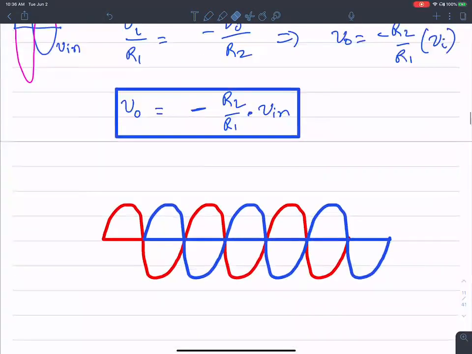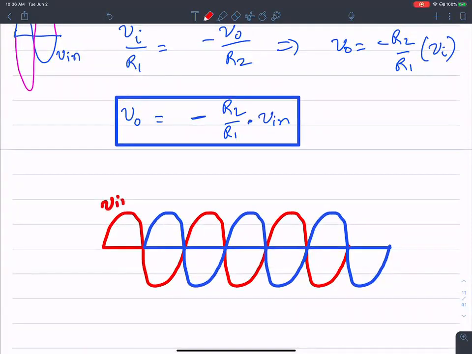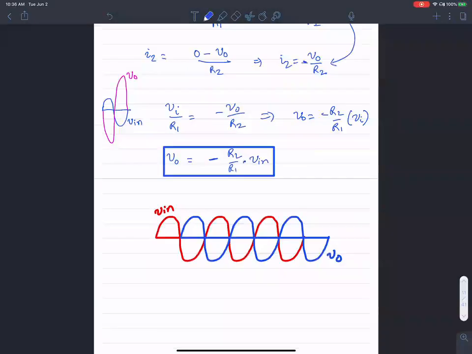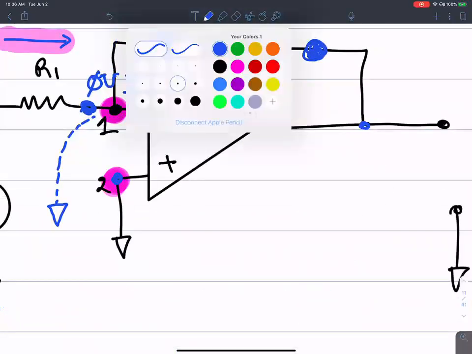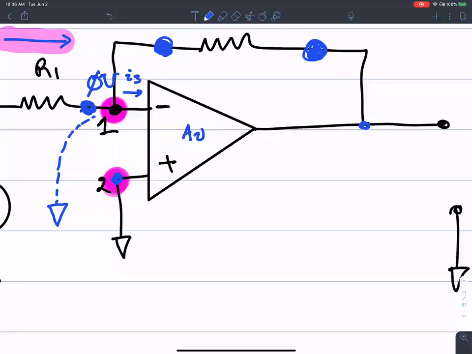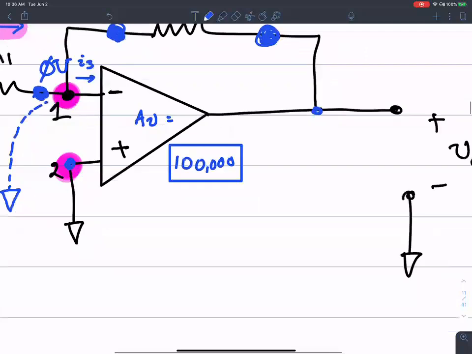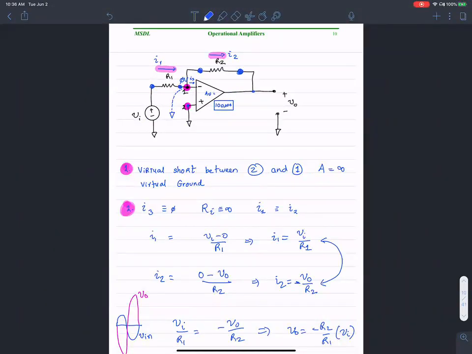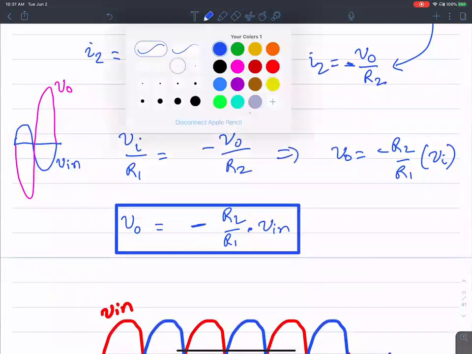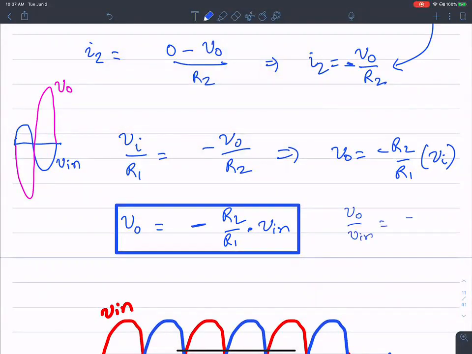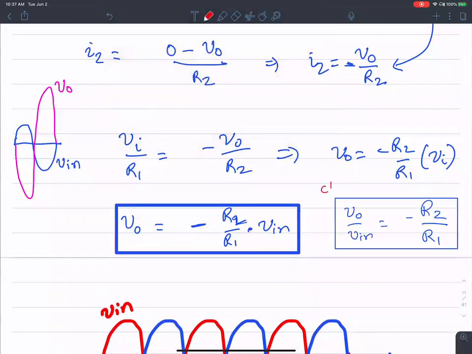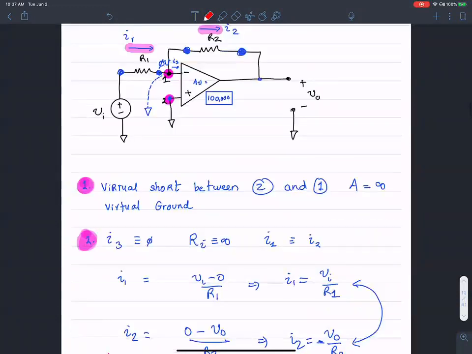So in addition to the shift here, there's also an amplification. I have a question: what is open loop gain and closed loop gain? The gain of this amplifier, AV, that's the open loop gain. It can be a really large number, but that is not showing up here. The gain of this circuit, in a feedback configuration, is V out over V in, which is negative R2 over R1. That's the closed loop gain, and this guy is the open loop gain.